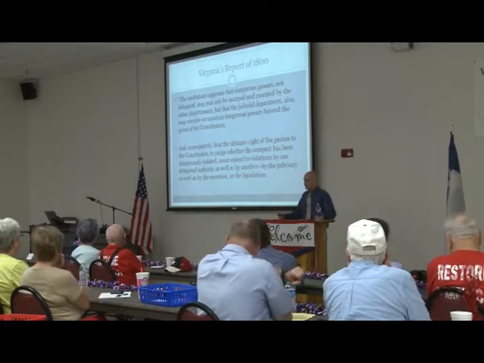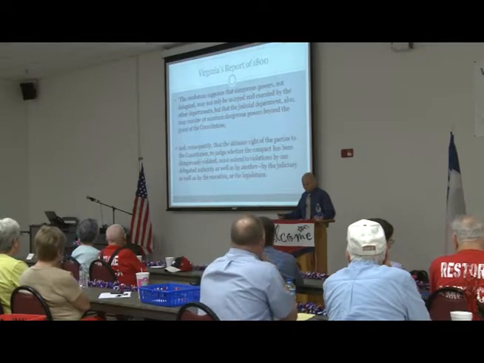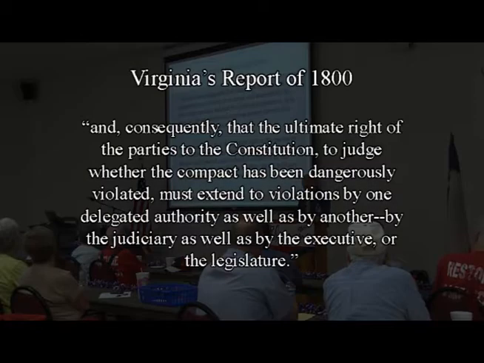Basically the Supreme Court, they can betray us. They can't be the last one. And the ultimate right of the parties to the Constitution to judge whether the compact has been dangerously violated must extend to violation by one delegated authority as well as another, by the judiciary as well as the executive or the legislature.